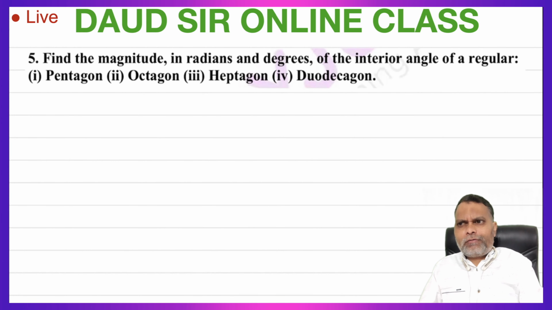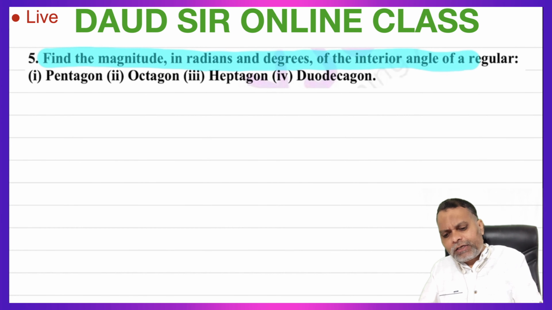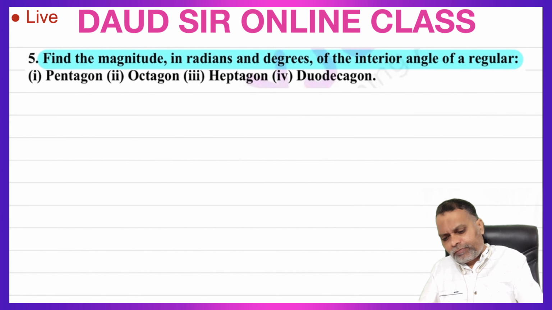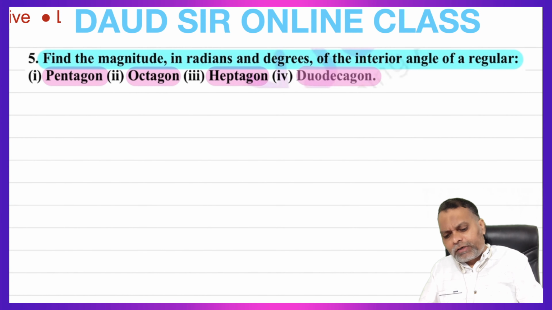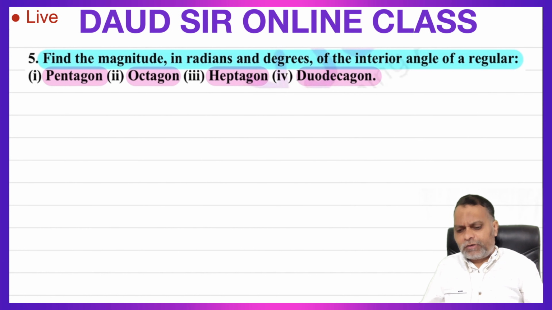Question number 5. Find the magnitude in radians and degrees of the interior angle of a regular pentagon, octagon, heptagon, and duodecagon. So in this question we have to find out the interior angle of pentagon, octagon, heptagon, and duodecagon.